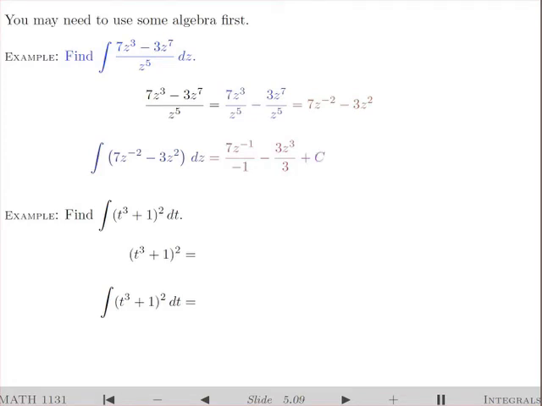So the answer is negative 7z to the power negative 1 minus z cubed, or if you prefer fractions, you can write that as negative 7 over z minus z to the power 3 plus C.